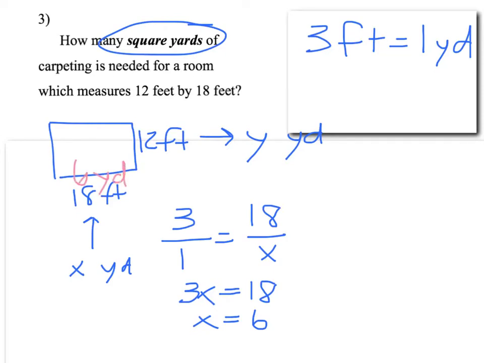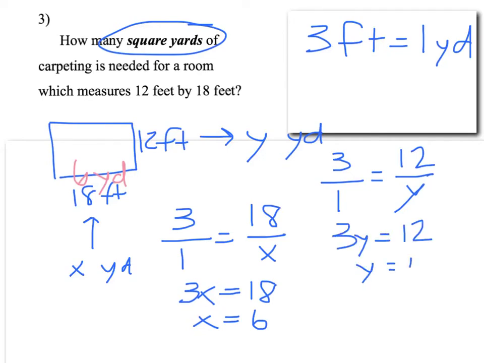Again, we're going to just have to do this over again for our 12 feet. So again, we'll set up another proportion. 3 feet is to 1 yard as 12 feet is to y yards. Cross product, I get 3y is equal to 12, therefore y is equal to 4. So 12 feet is the same as 4 yards.